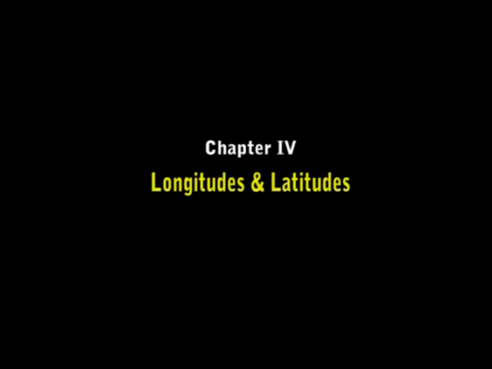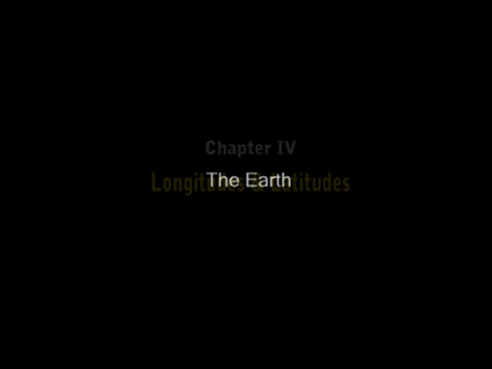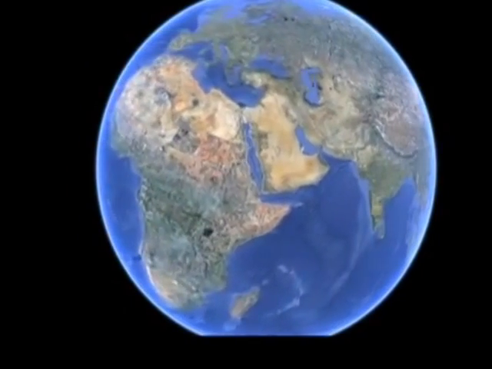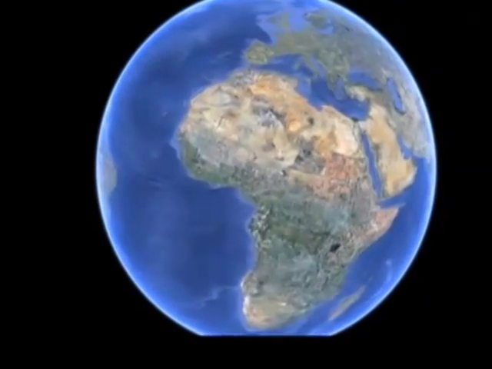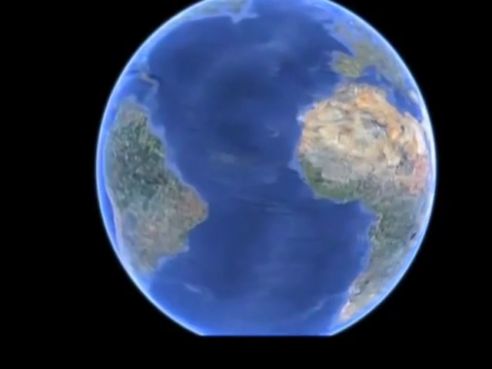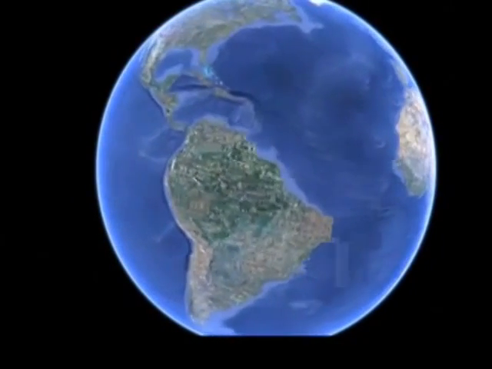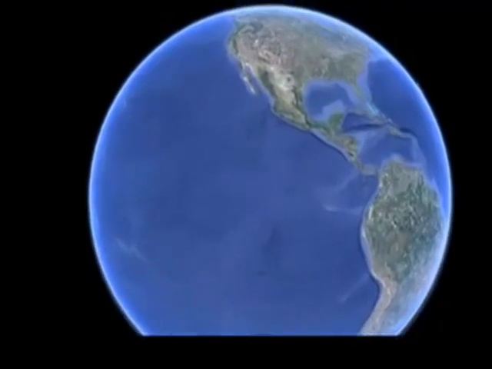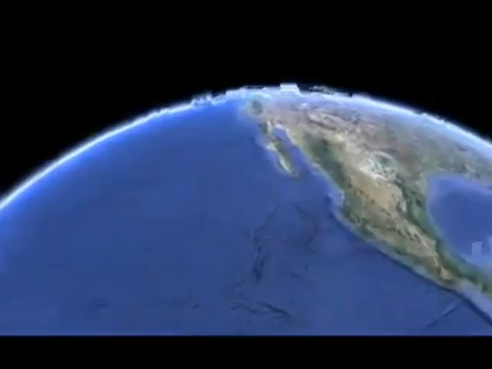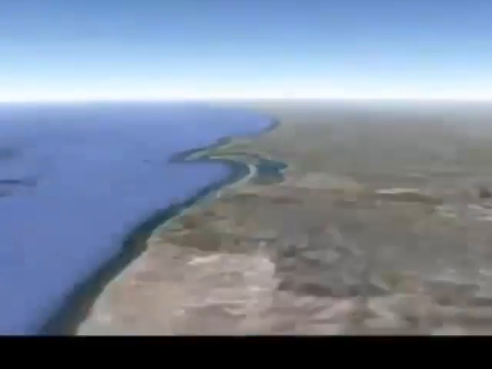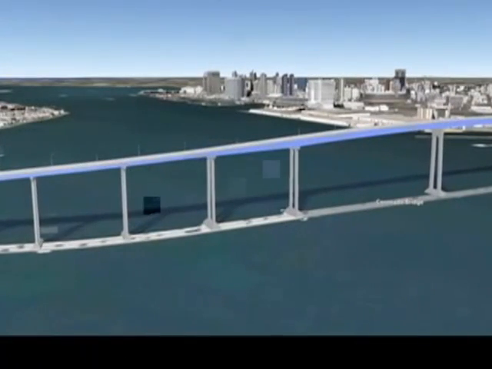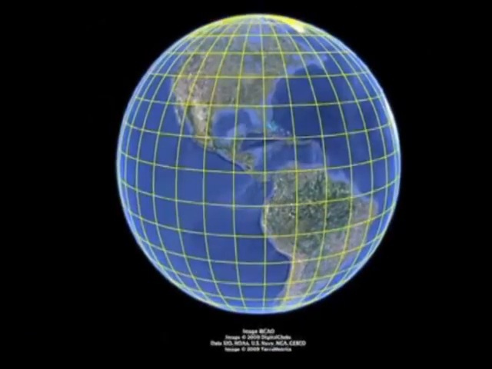Longitudes and latitudes. The Earth. The Earth is a vast universe with a circumference of about 25,000 miles. There are so many places on the surface of the Earth, and the dilemma is how to specifically locate each one of them. For instance, suppose I want to give the direction to the specific position of this bridge in San Diego. To find the specific location of a place, the parallels of latitudes and meridians of longitudes are used.